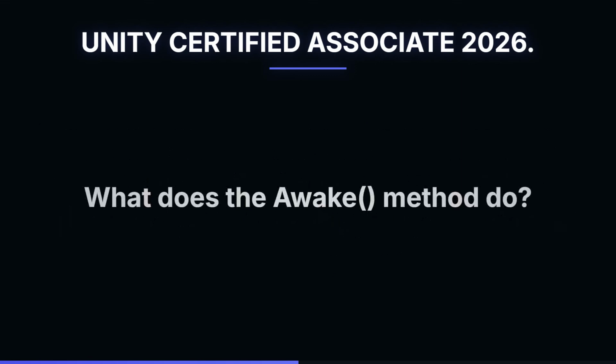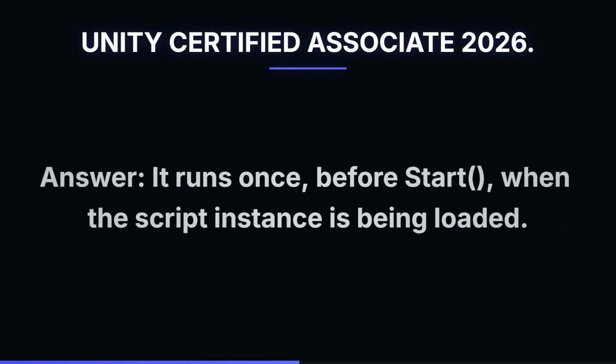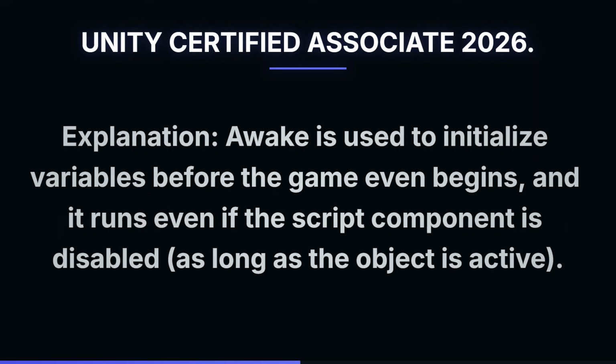15. What does the Awake method do? Answer. It runs once, before Start, when the script instance is being loaded. Explanation. Awake is used to initialize variables before the game even begins, and it runs even if the script component is disabled, as long as the object is active.